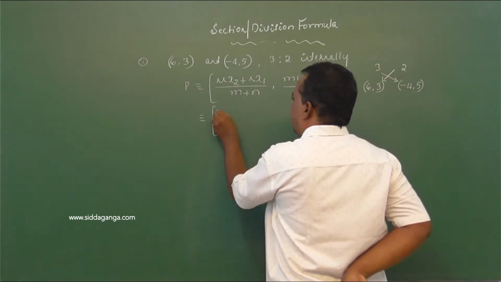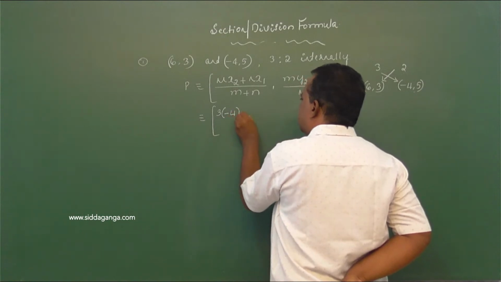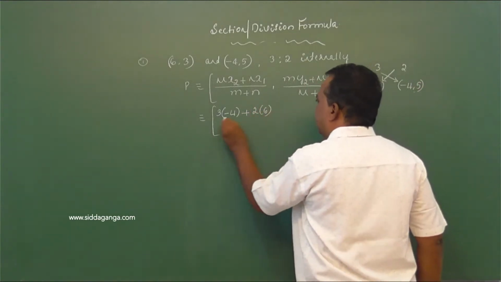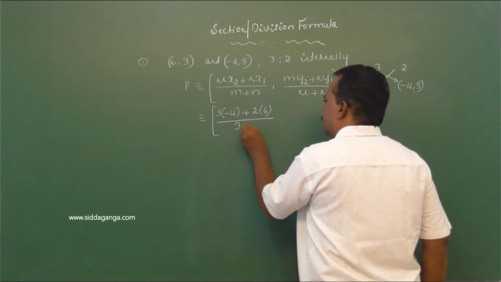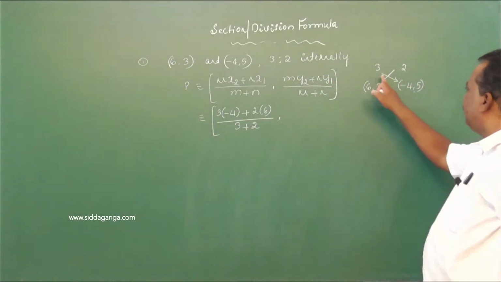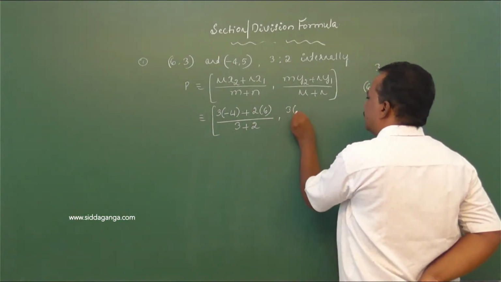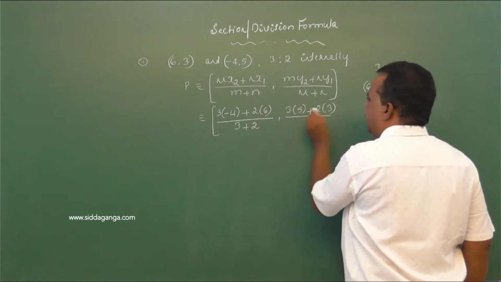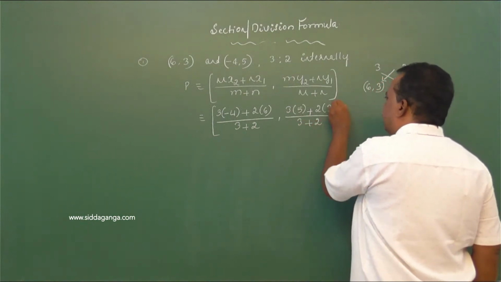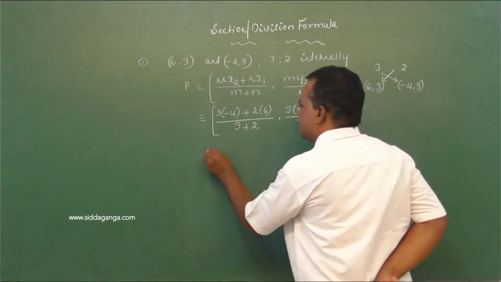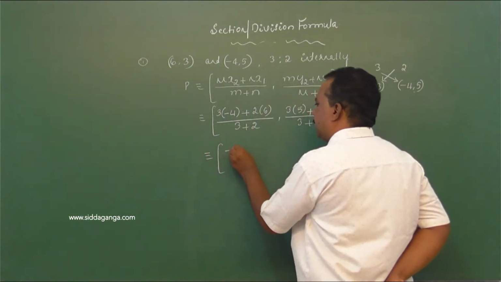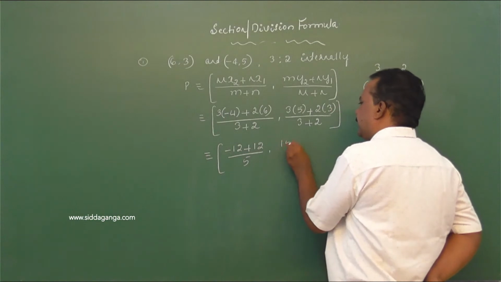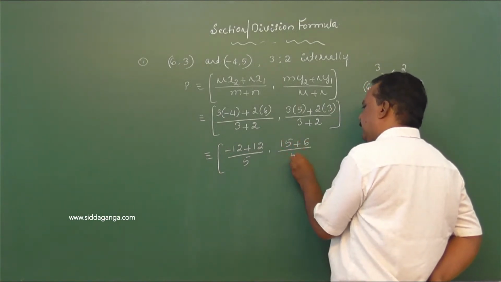mx2 is 3 into minus 4, plus nx1 is 2 into 6, divided by m plus n, 3 plus 2. And my2 is 3 into 5, plus ny1 is 2 into 3, divided by m plus n, 3 plus 2. So this is minus 12 plus 12 divided by 5, and 15 plus 6 divided by 5.